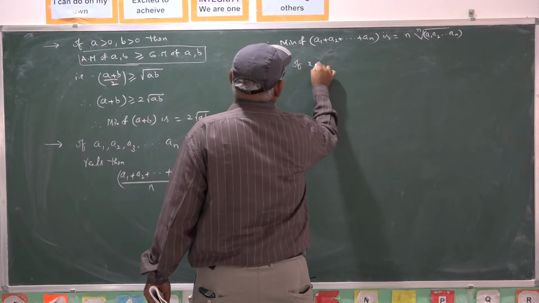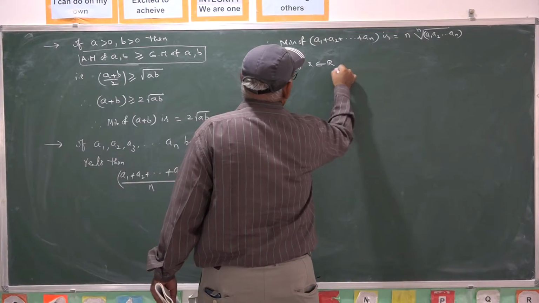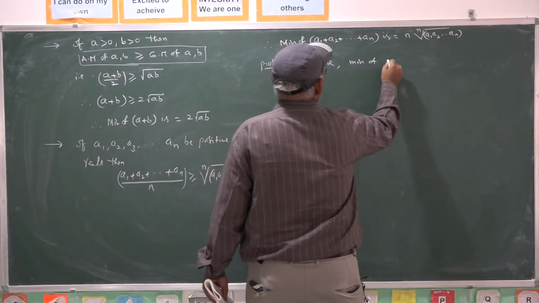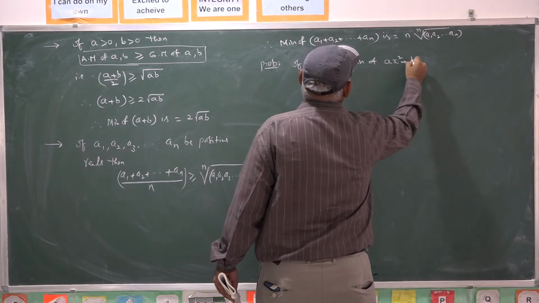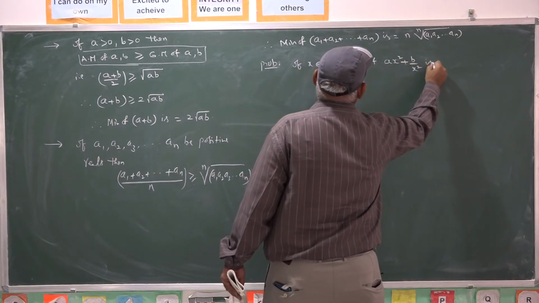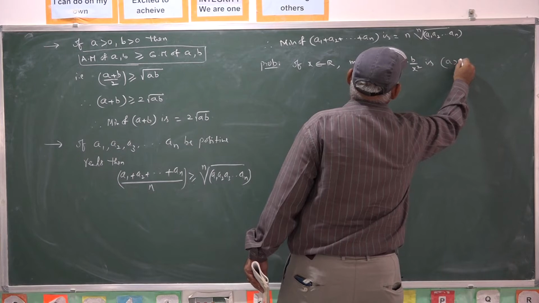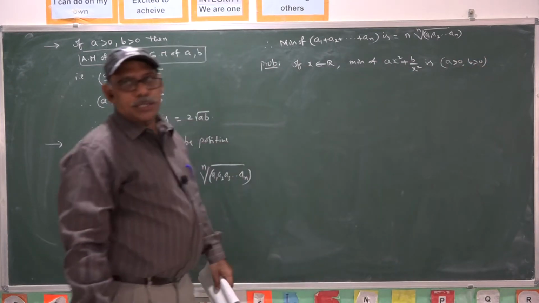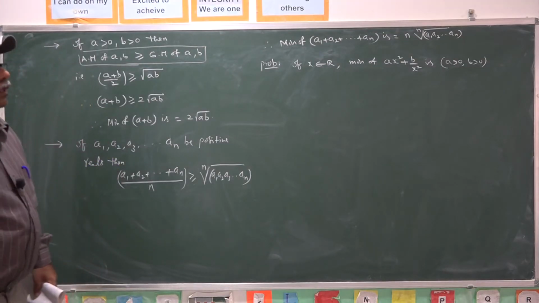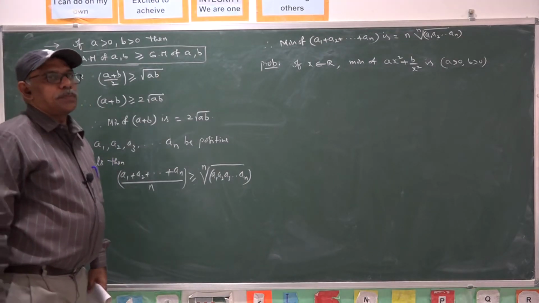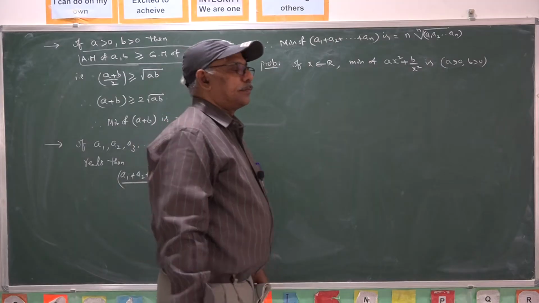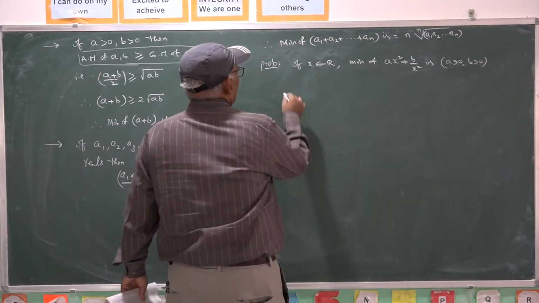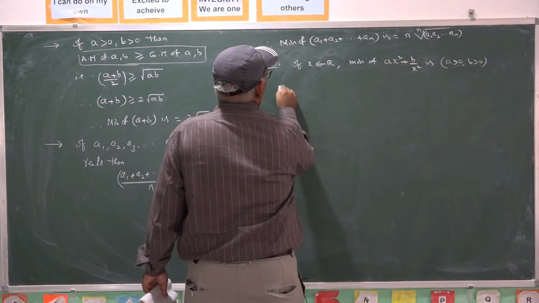So, based on this, if x belongs to R, x is a real number, what is the minimum of a x square plus b by x square, where a is positive and b is positive? Once a, b are positive constants, what is the minimum value of a x square plus b by x square, once x is a real number?